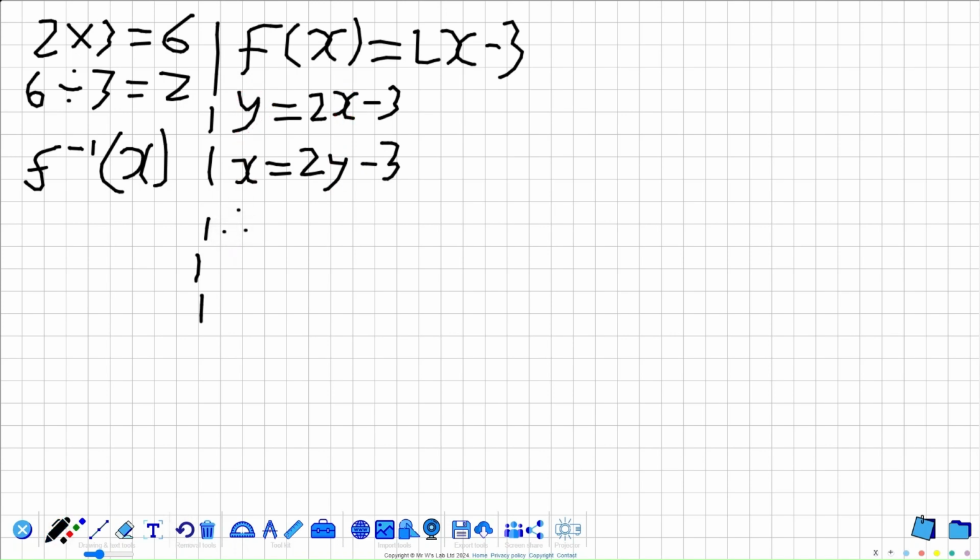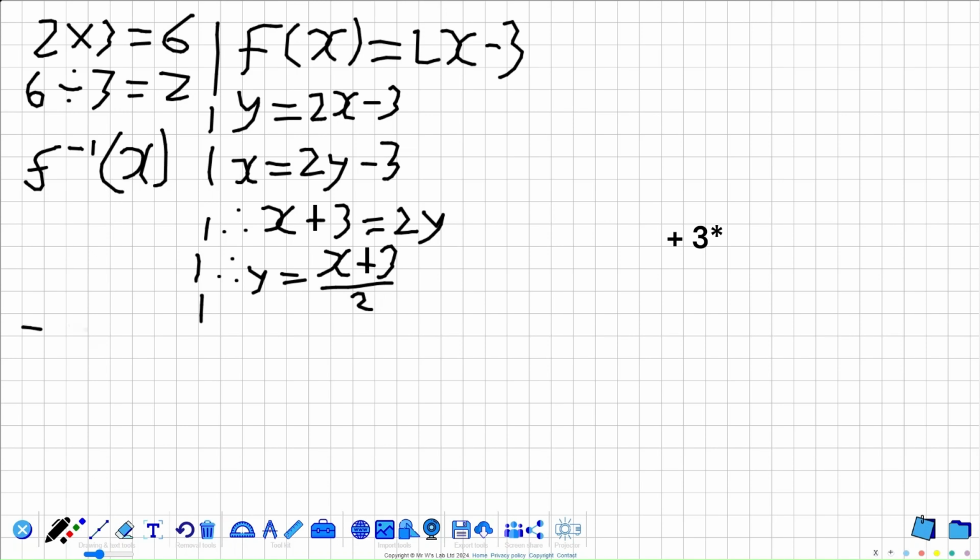So that will give us x minus 3 equals 2y. And then moving y to the front, we can say y equals x minus 3 over 2, and that's the inverse. By doing this process, we're swapping the coordinates.